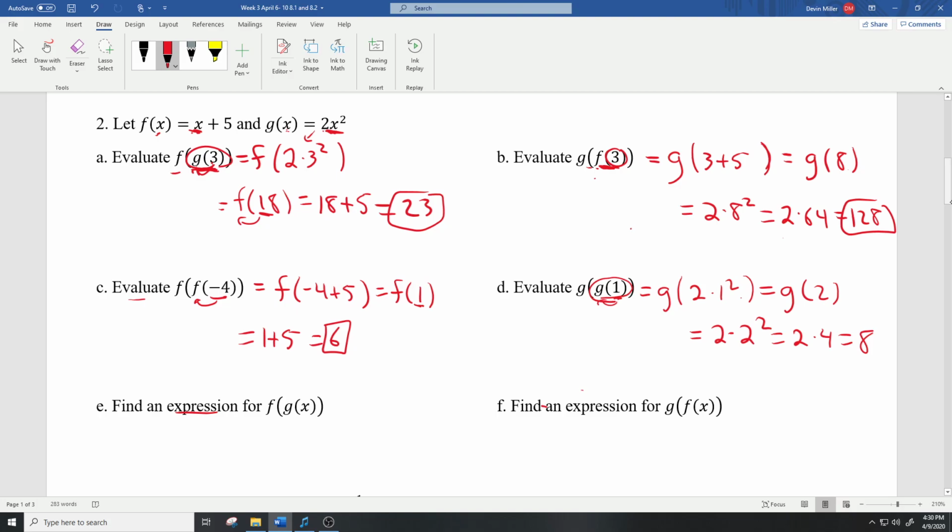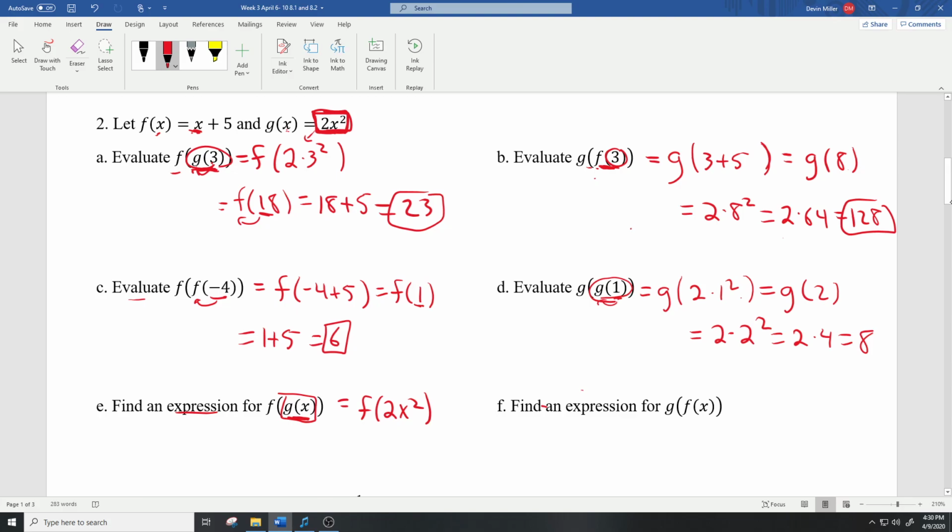F of g of x. We're still starting on the inside, but we don't have a number to plug in. So instead, we're going to go ahead and look up here what g of x is. And whatever it is equal to, which is 2x squared, since that's what it's equal to, we're actually going to replace that for g of x inside here. So let's write it out. We have f of, what's g of x? That is actually 2x squared. Normally we would evaluate this, but we don't have a number to use. So we have to keep the x there.